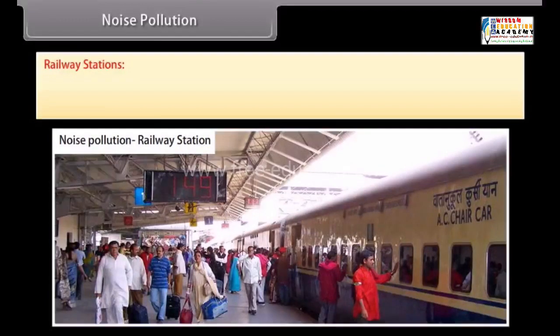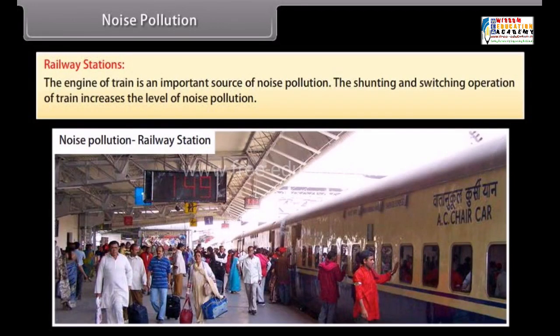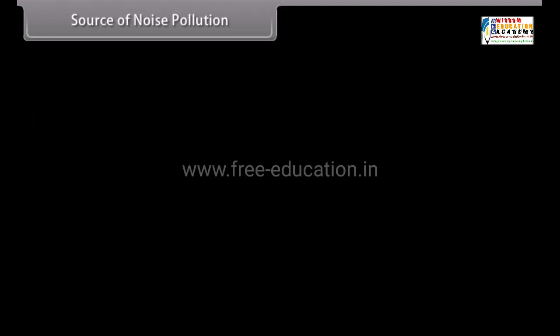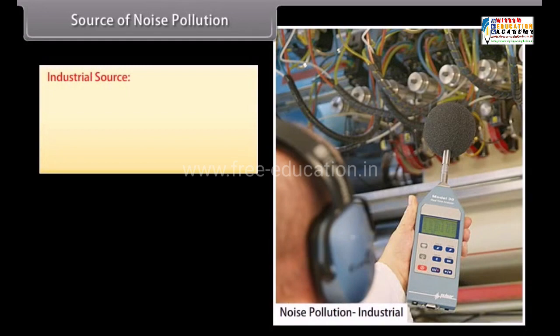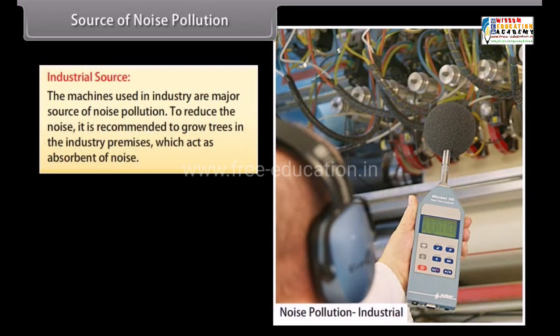Railway stations. The engine of a train is an important source of noise pollution. The shunting and switching operation of trains increases the level of noise pollution. Industrial source. The machines used in industry are a major source of noise pollution.